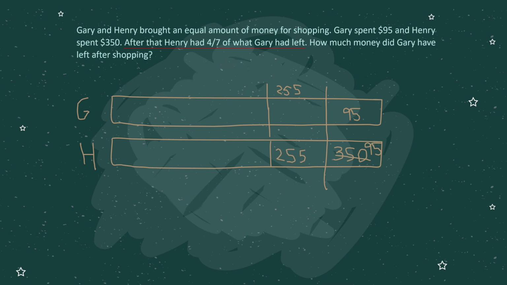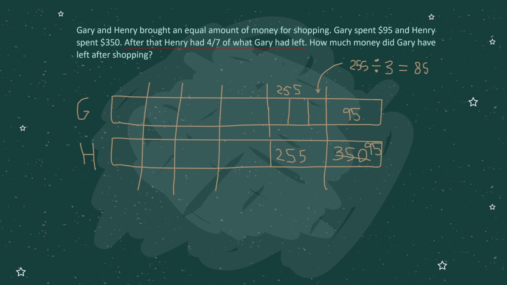We can divide Gary's bar like this. So you see that we've drawn 4 parts. In the first part of Gary's bar, which has exactly the same length as Henry's leftover bar, and the other 3 parts is within this length of 255. Now remember, these 3 parts in the length of 255 are equal parts. So each of these parts is actually 255 divided by 3, which is equal to 85.